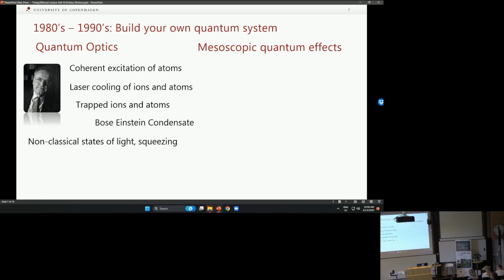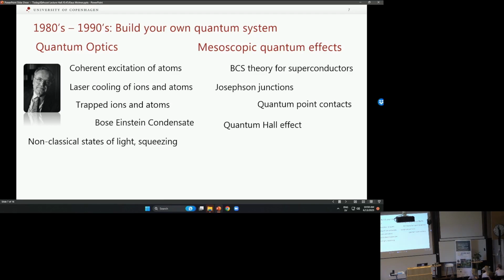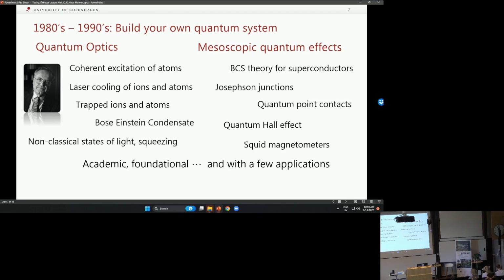And then there was a parallel thing on which I'm not the expert, but of course there was growing also the study of mesoscopic scale quantum physics. So this is where superconductors and the use of BCS theory came into components. There were Josephson junctions, there were quantum point contact type physics, quantum Hall effect studies in small systems, SQUID magnetometers. Actually very parallel to what you see on the left, because it's all very foundational, it's also all very academic, but there are also obvious little applications here and there.